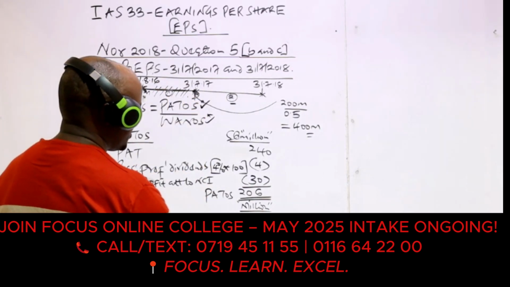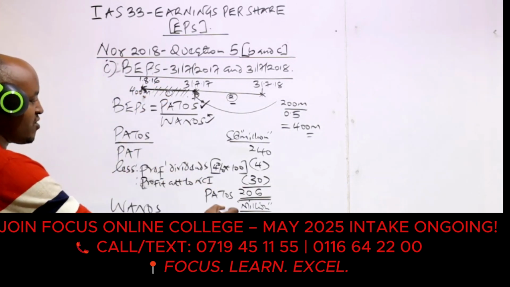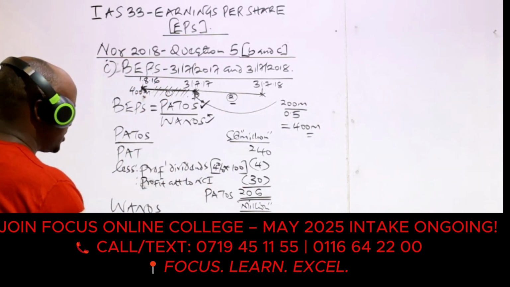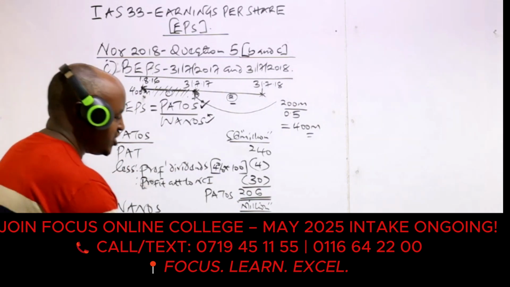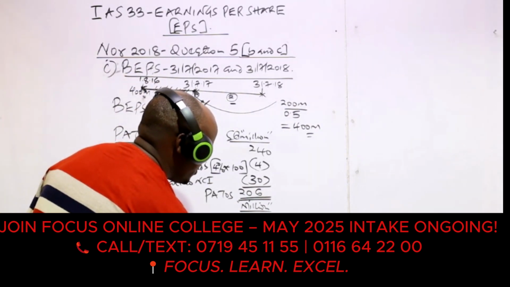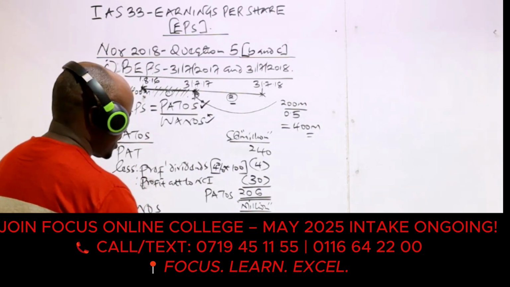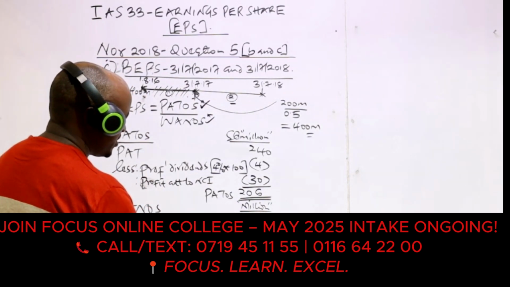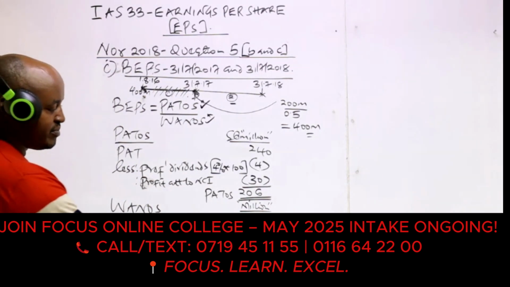So basically what that means is that the shares which were issued at the start of the first year were 400 million. And in this case, we are saying that during the first year there were no shares issued, because if there are any, then we come and add them here. So the weighted average number of ordinary shares for the first year will be 400 million.